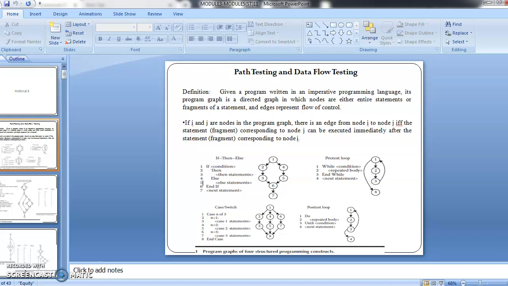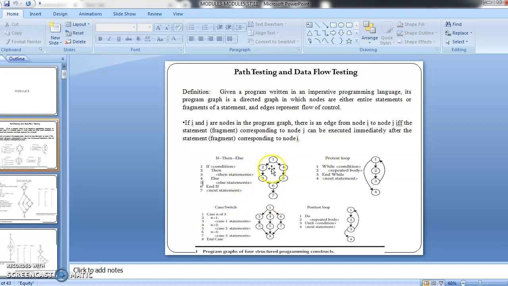a flow of information. So it is given in this example: if i and j are nodes in the program graph, there is an edge from i to j if the statement corresponding to node j can be executed immediately after the statement corresponding to node i. So when you are taking a node i and node j, if there is a directed edge between these two nodes, then j will be executed immediately after execution of node i.